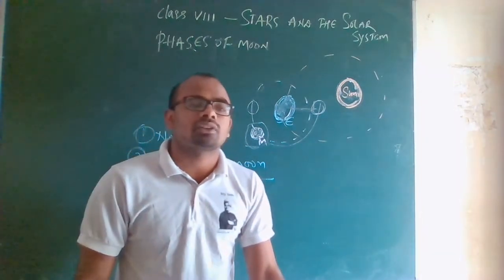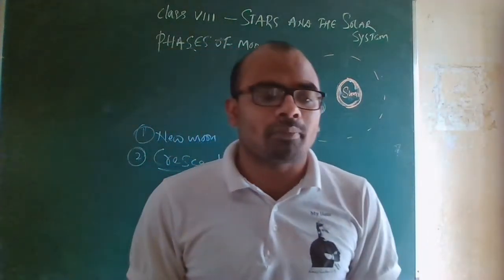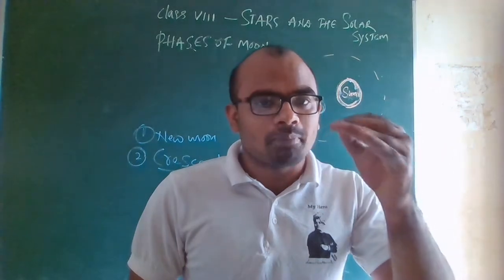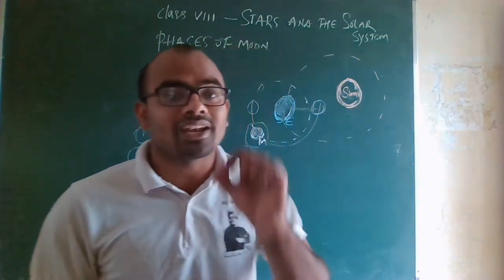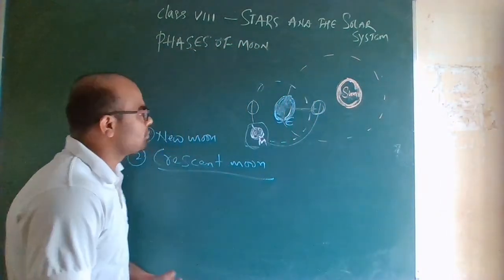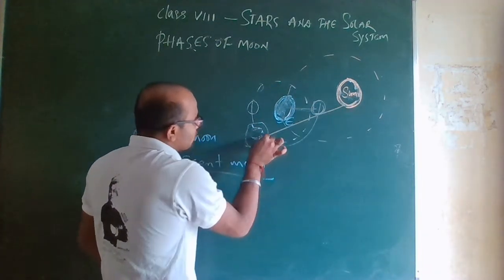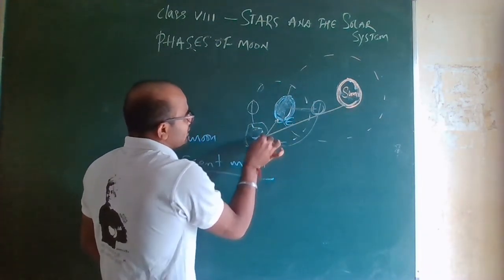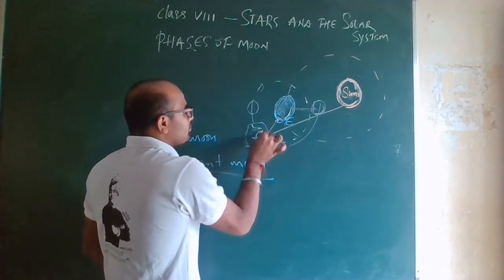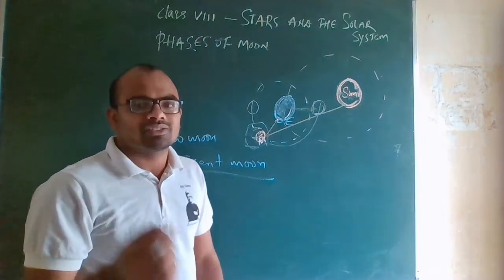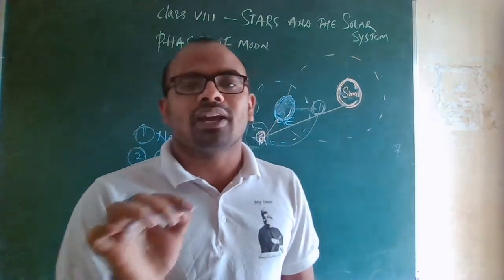What happens after new moon day? It starts appearing, a little bit of the sunlight portion, we can call it the sunlit portion. So the light that falls on it appears a little to us. That sunlit part, a little bit starts appearing, that is called crescent moon.